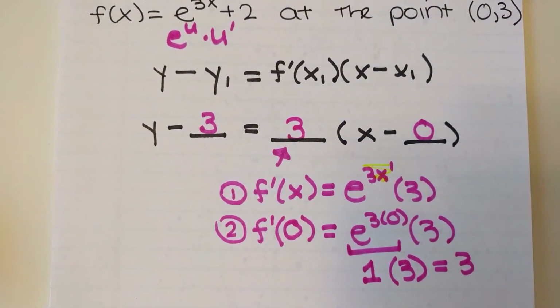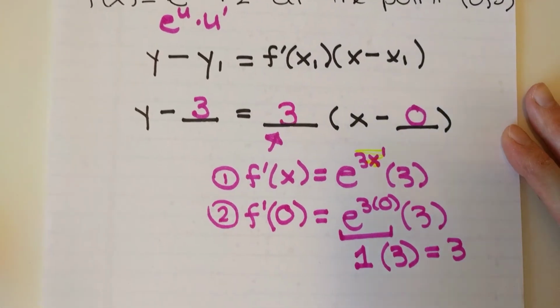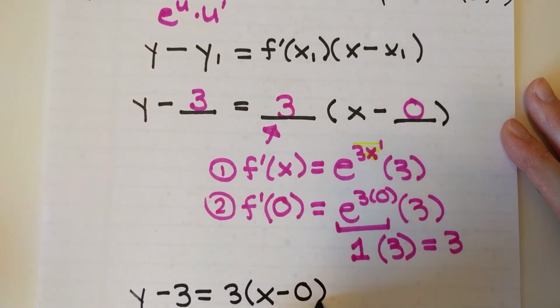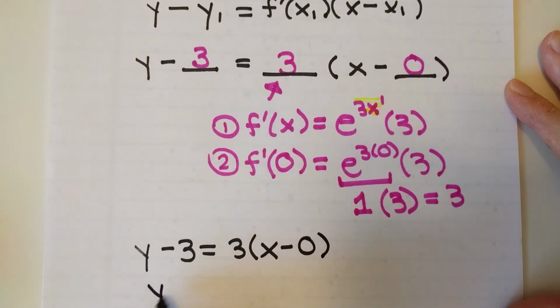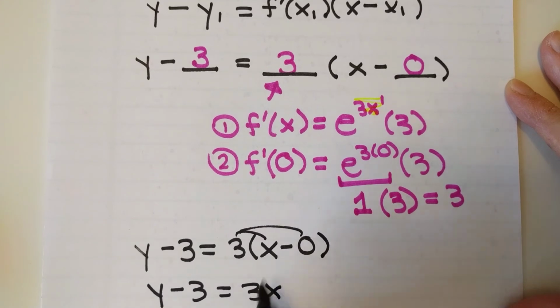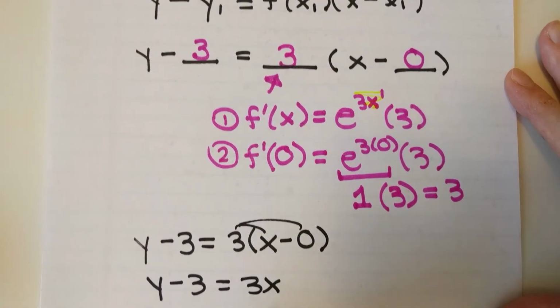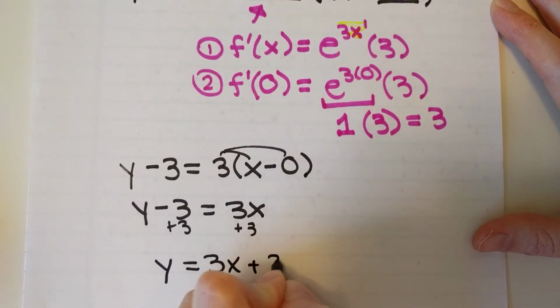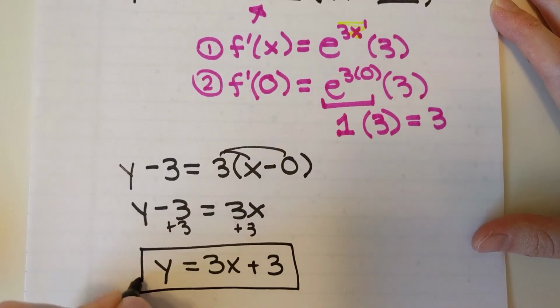And if you needed to for some reason, what you could do is you could solve for y. So our tangent line is currently looking like y minus 3 is equal to 3 times parentheses x minus 0. So what you could do is you could say this is y minus 3 equals 3x minus 0, which of course does not need to be written, and then add 3 to both sides to get y equals 3x plus 3 as our equation of the tangent line.